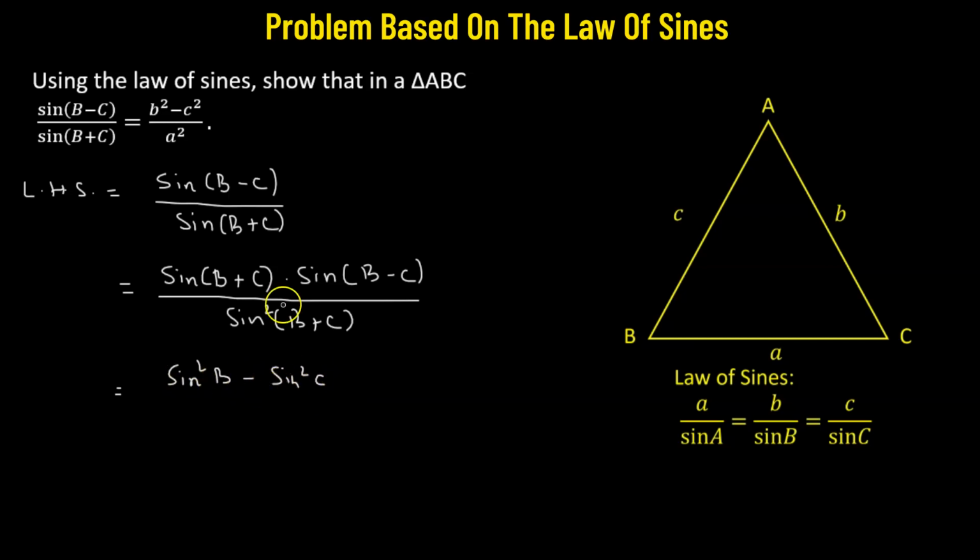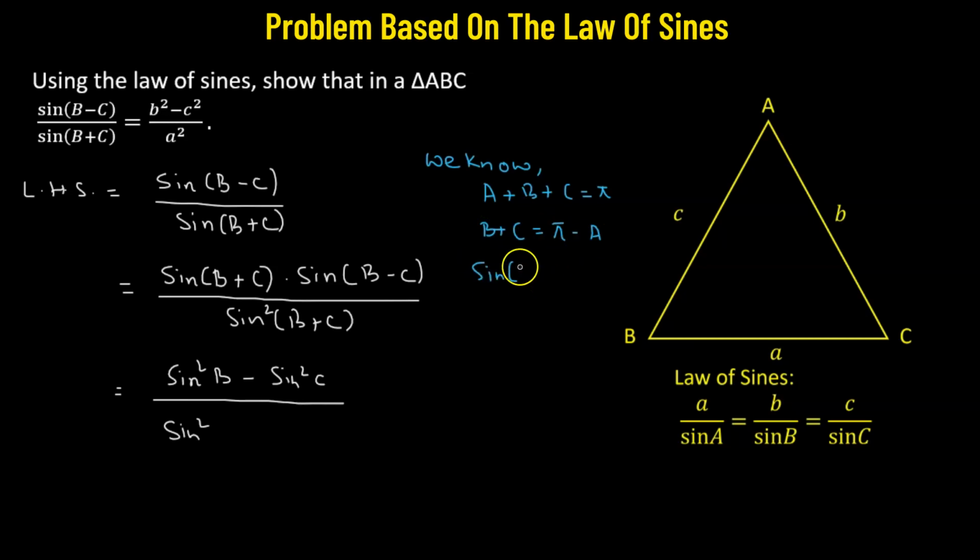So when we expand sine squared B minus sine squared C, we should get the previous numerator, that is sine(B plus C) times sine(B minus C), divided by sine squared (B plus C). Now we can use the fact that A plus B plus C, the sum of the interior angles of any triangle, is pi radians, or 180 degrees. If we keep B plus C on the left hand side and transpose A to the right hand side, we get pi minus A. Now we take the sine on both sides. So we get sine of (B plus C) equals sine of (pi minus A).